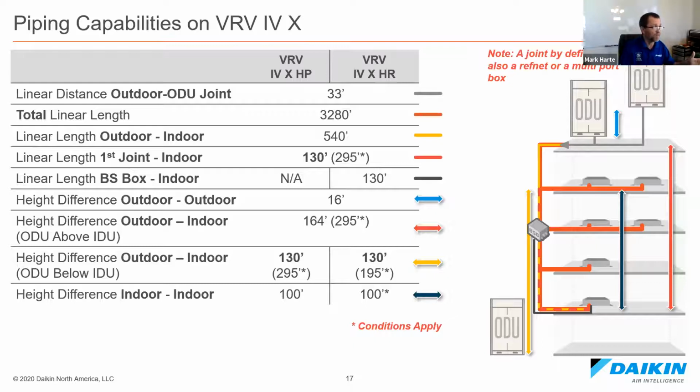We want everybody to be aware of this because certain problems are application problems. Maybe the vertical separation is too large. Maybe you've got too many fan coils off the system. So we make sure they're familiar with the rules.